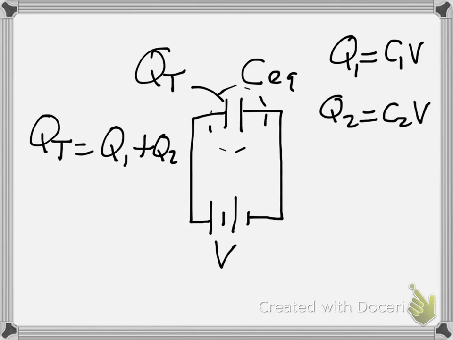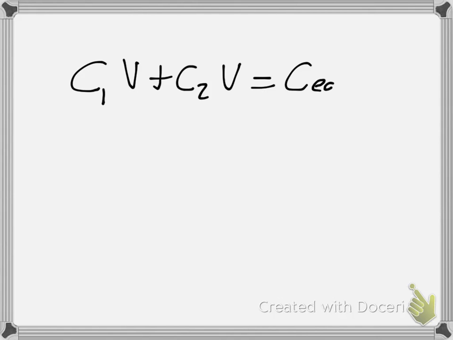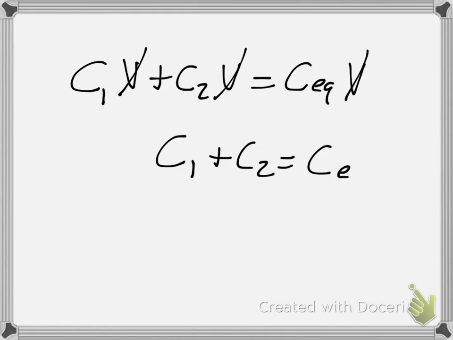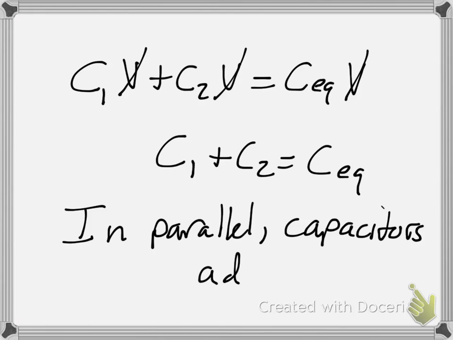and that means that Q total is going to equal C equivalent times V, and again, the voltage across here is going to be the total voltage of the battery V. So that gives us C1V plus C2V equals C equivalent times V, and now my V's cancel out, and C1 plus C2 is going to equal my C equivalent. So in parallel, capacitors add.